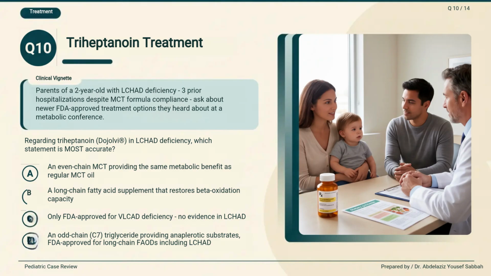Option A, it is an even-chain medium-chain triglyceride, providing the same metabolic benefit as regular medium-chain triglyceride oil. Option B, it is a long-chain fatty acid supplement that restores beta-oxidation capacity. Option C, it is only approved for very long-chain acyl coenzyme A dehydrogenase deficiency with no evidence in LCHAD. Option D, it is an odd-chain, C7, triglyceride, providing anaplerotic substrates, approved for long-chain fatty acid oxidation disorders, including LCHAD.